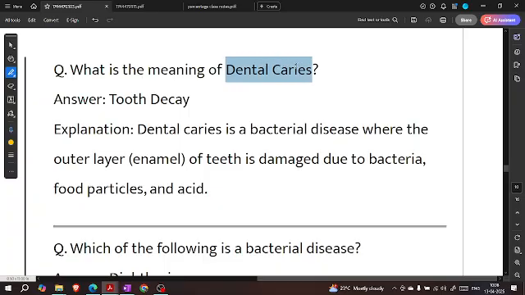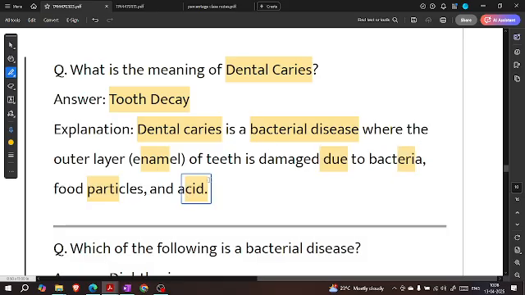What is the meaning of dental caries? Teeth decay. Dental caries is a bacterial disease where the outer layer, enamel, of teeth is damaged due to bacteria, food particles, and acid.